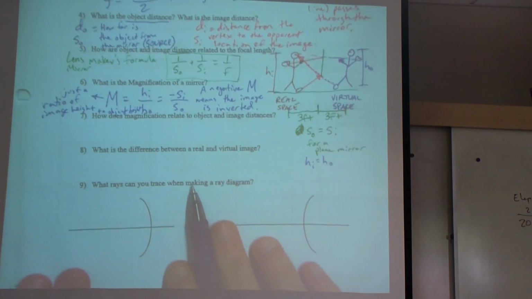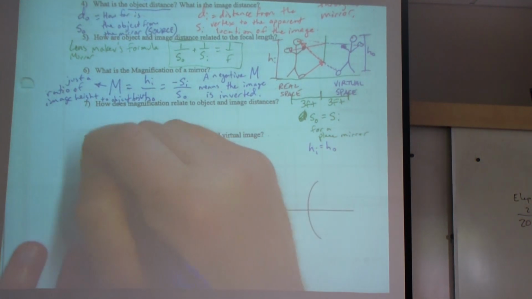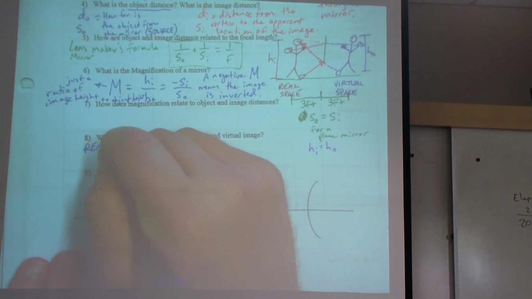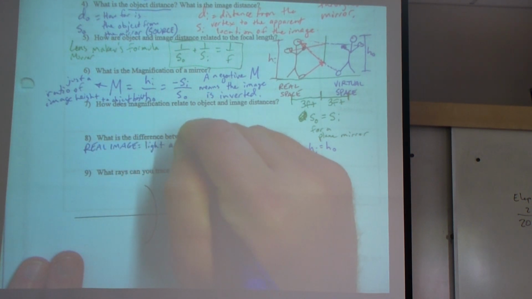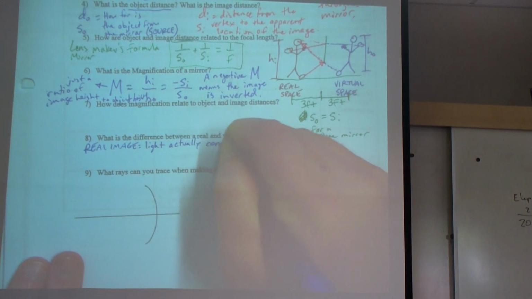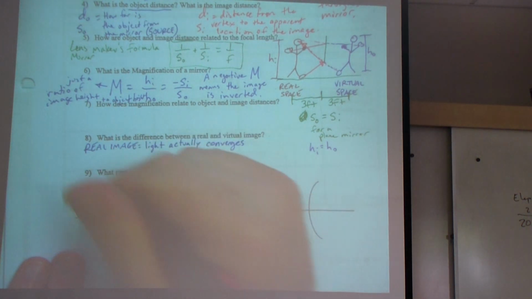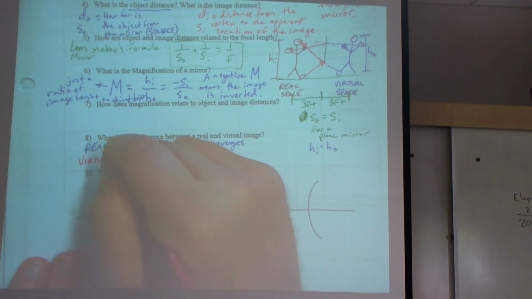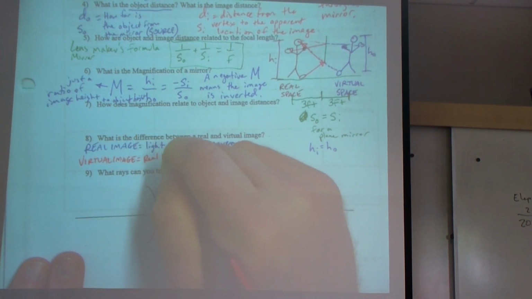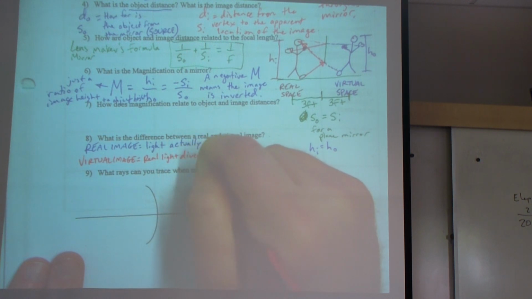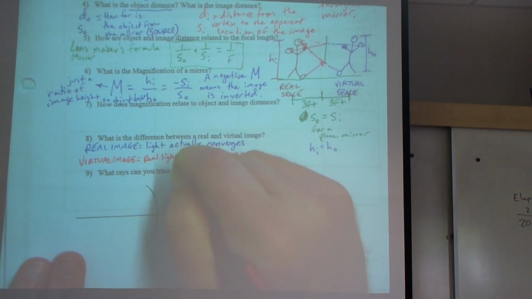What is the difference between a real and a virtual image? Well, here's the actual authentic difference. In a real image, light actually converges to form the image. A virtual image, real light diverges but appears to converge.